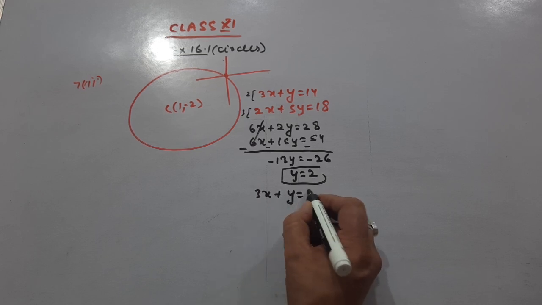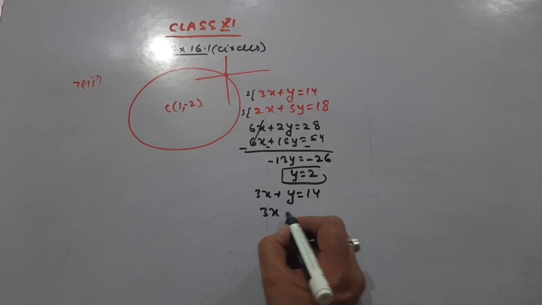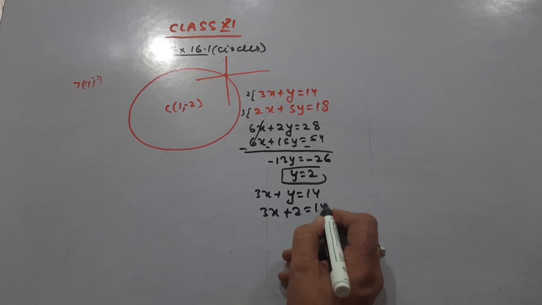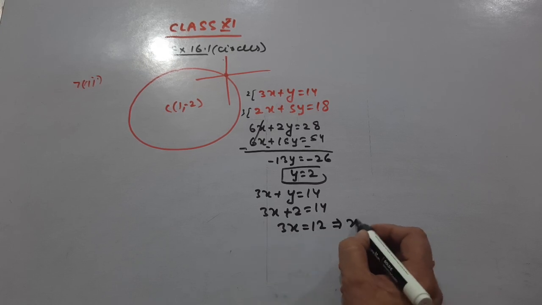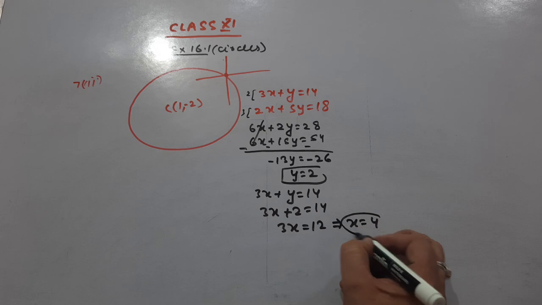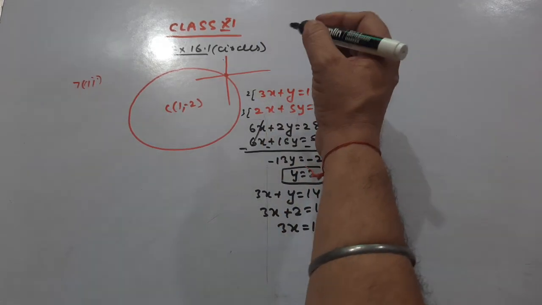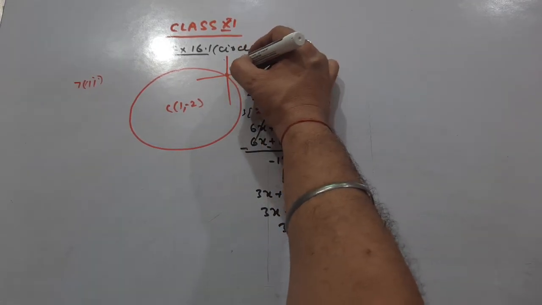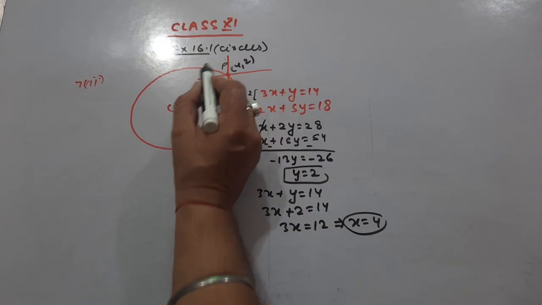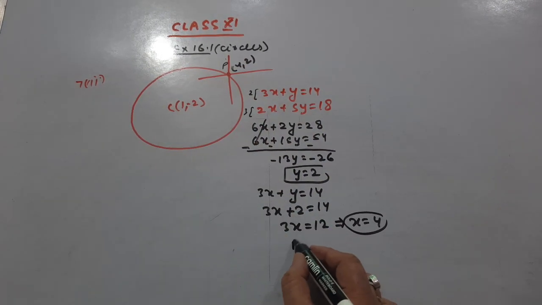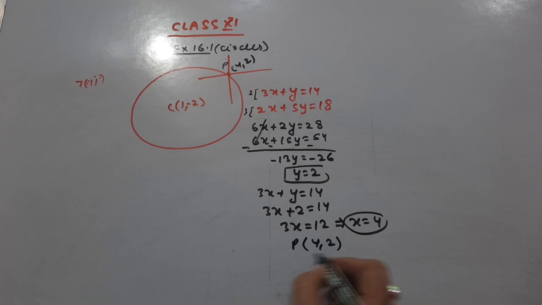So 3x plus y equal to 14. Y is 2. So 3x equal to 12. It implies x equal to 4. So this point is 4, 2. The point of intersection is 4, 2. Suppose this is point P and this is C. So point P's coordinates will be 4, 2.